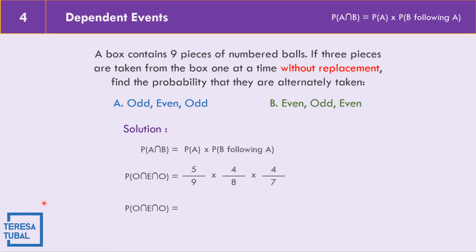So let us solve. 5 times 4 times 4 is equal to 80. And then 9 times 8 times 7 is equal to 504. The lowest term of 80 over 504 is equal to 10 over 63, because 80 divided by 8 is 10 and 504 divided by 8 is equal to 63. So it means the probability of odd, even, and odd is equal to 10 over 63.